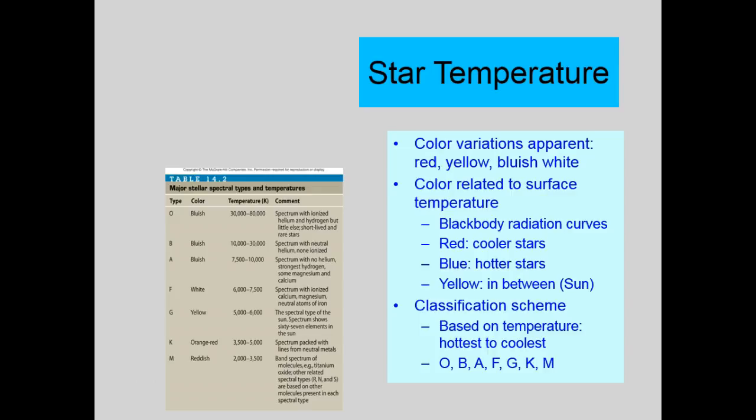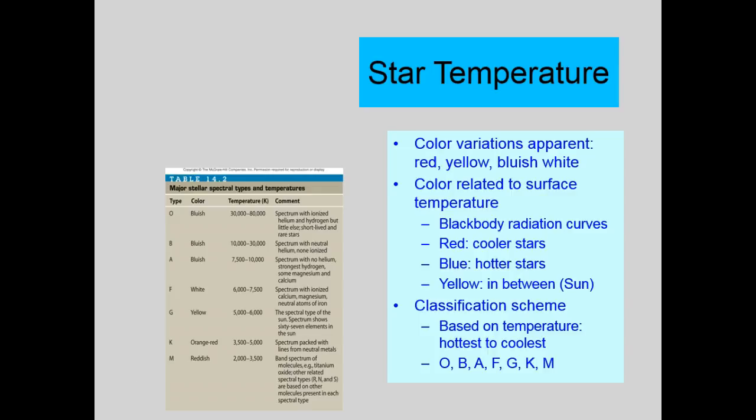Okay? Then the Bs. The Bs are also bluish, 10 to 30,000 K. These show a spectrum with neutral helium, none of it's ionized. So there is all the lightest gases, helium. Okay? Then we have the A, which is still really, really hot, bluish, and this is 7,500 to 10,000 K. The spectrum has no helium, is strongest in hydrogen, with some magnesium and calcium, which are lightweight, and I can't explain why the chemistry comes out this way, but it does.